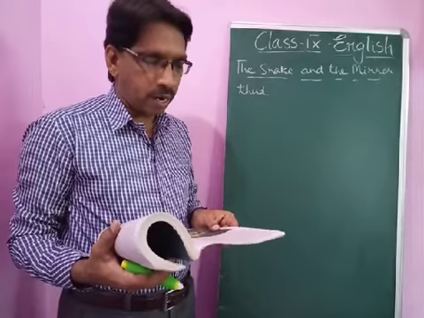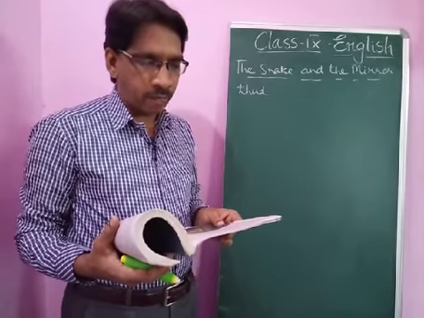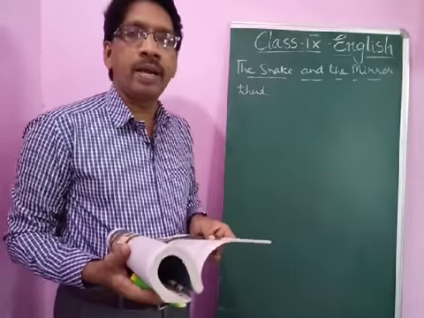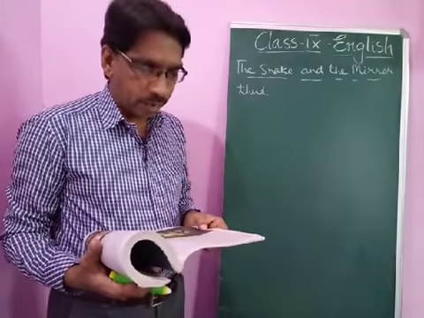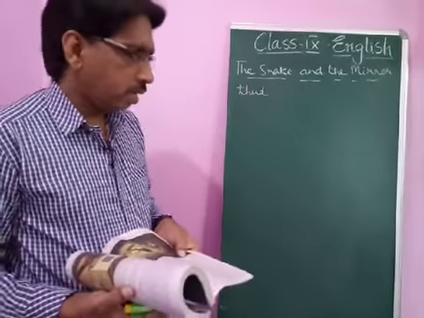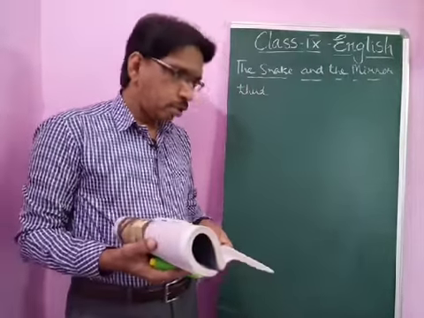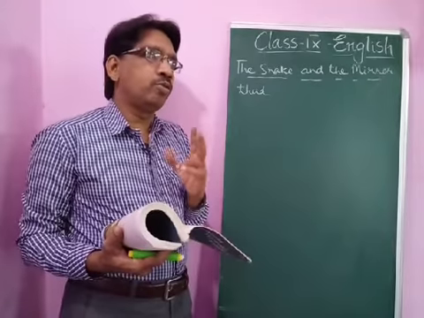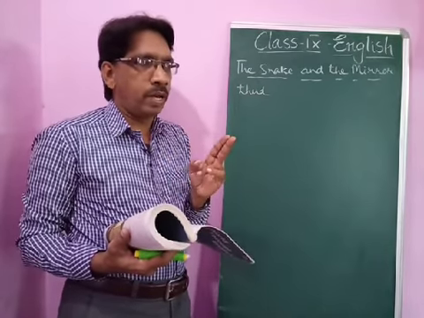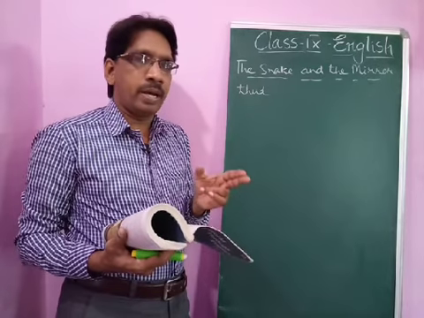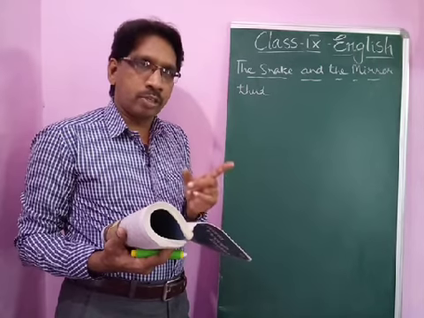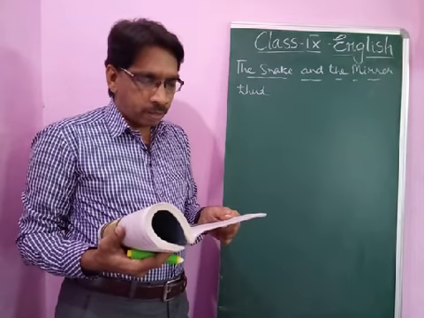"No sooner had I turned than a fat snake wriggled over the back of the chair and landed on my shoulder." So, no sooner had I turned. No sooner is a grammatical expression used to explain two situations in the past. One action happened, and very soon another action also took place.